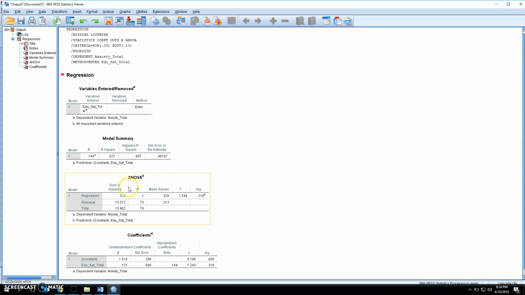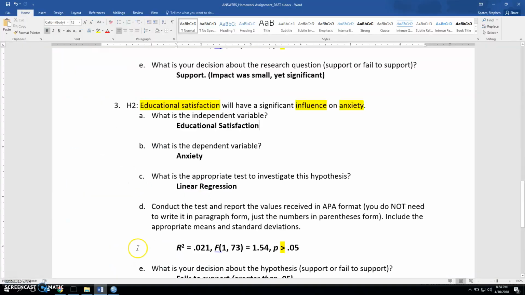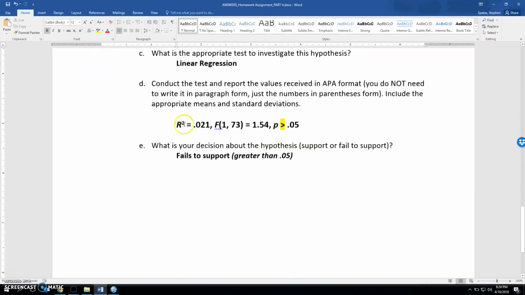And again, we have our two main tables that we're going to look at, the model summary and the ANOVA table. We have our R-squared value of 0.021, our degrees of freedom, our N, our F statistic, and our significance statistic. So let's look at the results. We have an R-squared value of 0.021. Our F with degrees of freedom and our N equals 1.54. However, in this case, P is greater than 0.05.